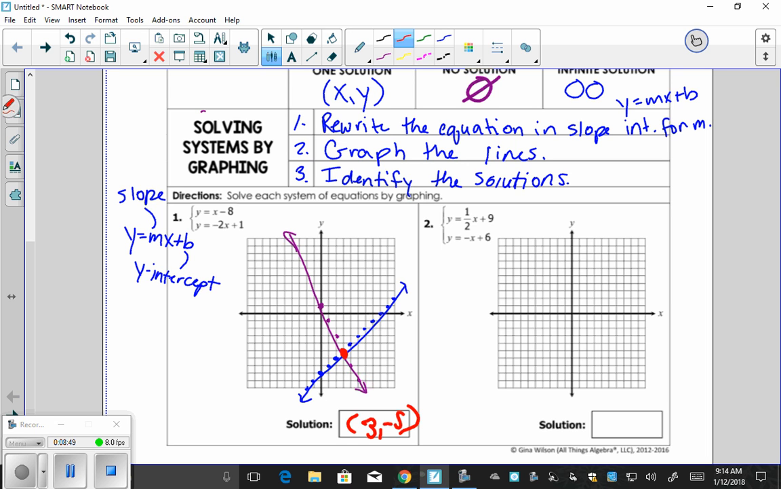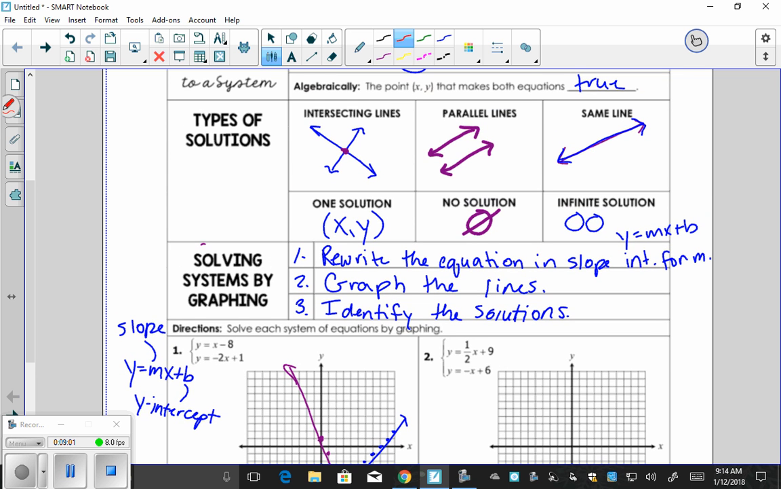Okay? I want you to try the rest on your own, okay? Y'all already know how to graph. Y'all know how to change the equations from standard to slope-intercept. The only difference now is what kind of solution is it? And tell me what that solution is. So try the rest on your own.